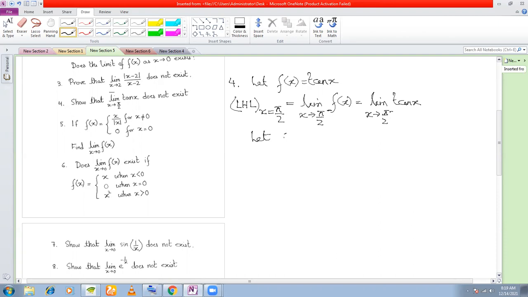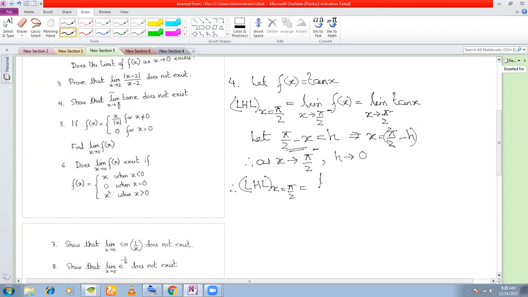The left hand limit is evaluated by putting pi by 2 minus x equal to h, right? So therefore what do we get here? x is equal to pi by 2 minus h. Therefore, as x tends to pi by 2 minus, if x is very close to pi by 2 remaining lesser than pi by 2, then from here what can you say? h is very close to 0. So therefore what is the left hand limit? If we change everything in terms of h for the left hand limit, what will you get?